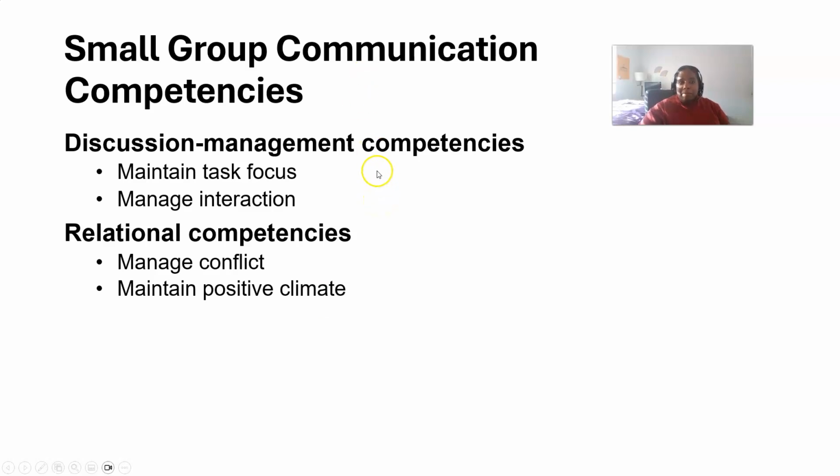Then we have discussion management competencies where we maintain task focus and manage interaction, making sure we're on focus and on task and on target, but making sure you're collaborating and communicating as a group. But we are not robots. We have emotions and we have bonds or we have conflicts. So we also have relational competencies like how to manage conflict positively and maintain that positive climate by being respectful of one another and achieving your goals.